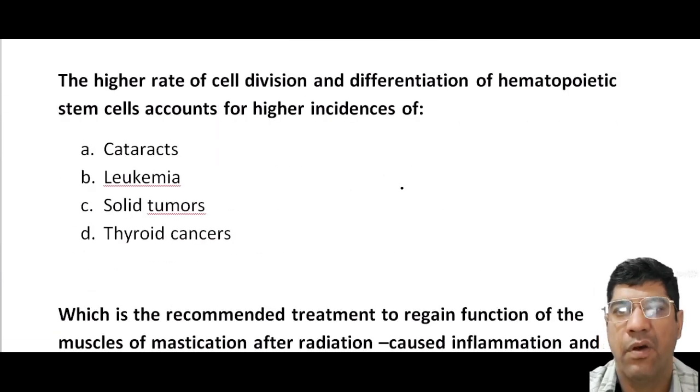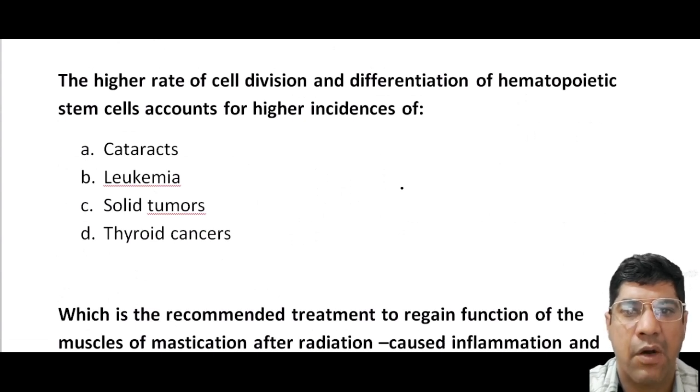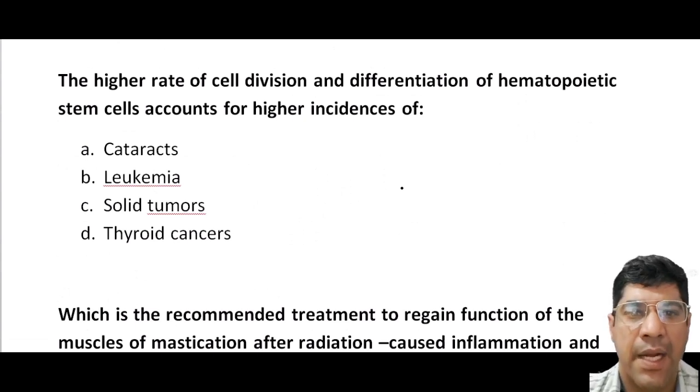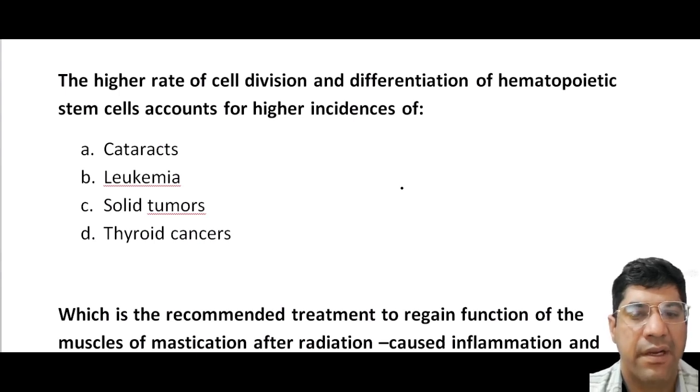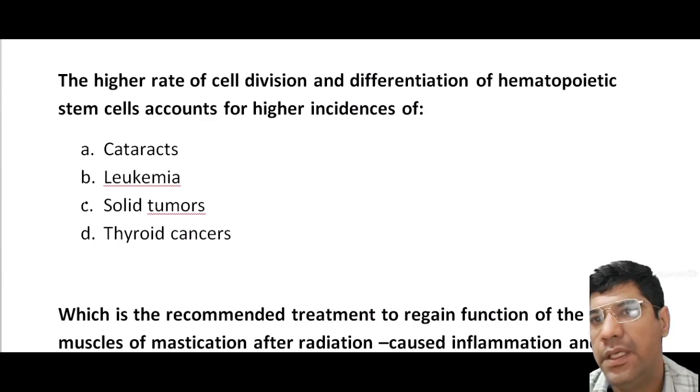The higher rate of cell division and differentiation of hematopoietic stem cells accounts for the higher incidence of leukemia. Leukemia is a type of cancer that affects the blood and bone marrow. Here you will see uncontrolled production of which cells? WBC. In the early stages of development, these cells would divide rapidly and abnormally, and that would lead to a higher incidence of leukemia. So the answer would be leukemia.